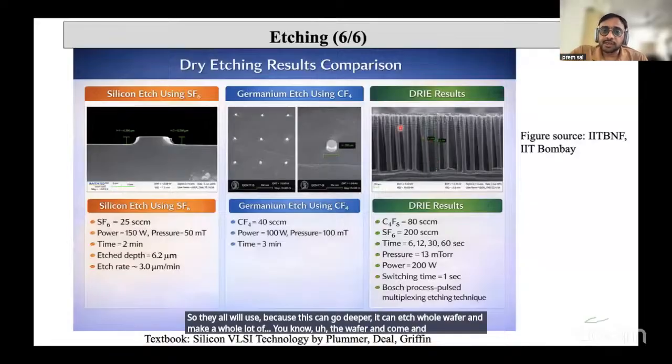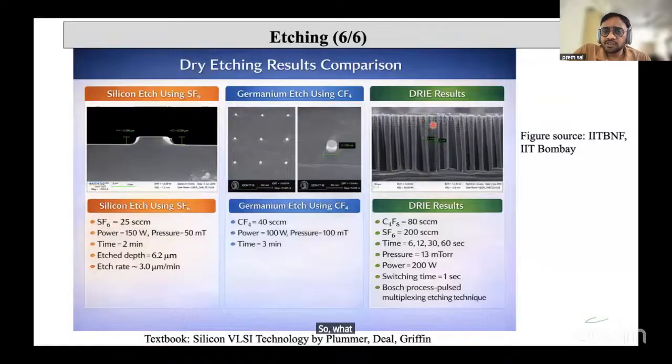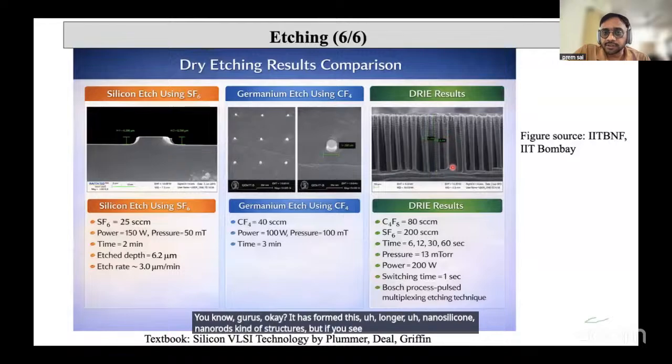Here, this figure is from one of my friends. He wanted to increase the surface area for solar cells. So he put these polymer beads and put it in this system, and it has formed these longer silicon nanorod kind of structures. But if you see in the corners, you have these grooves.